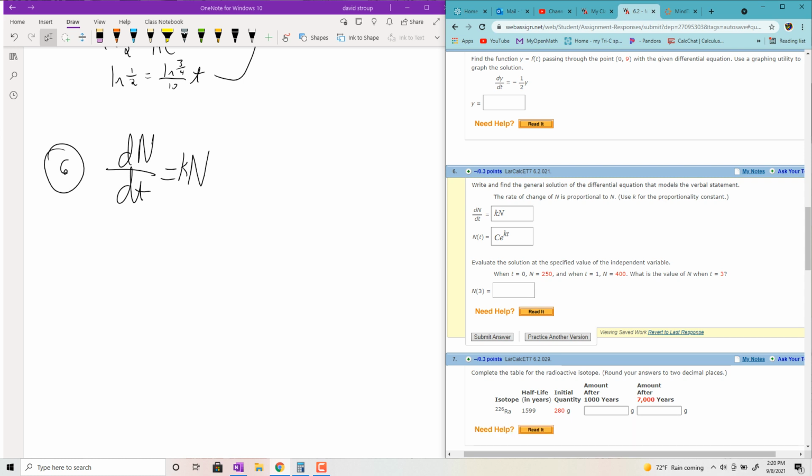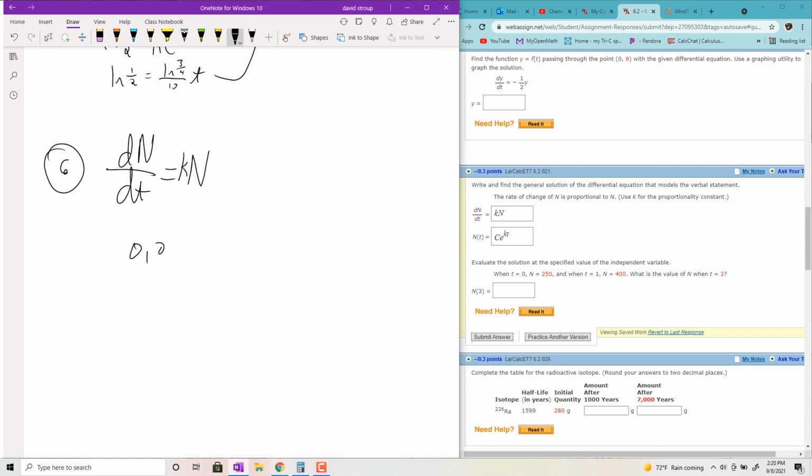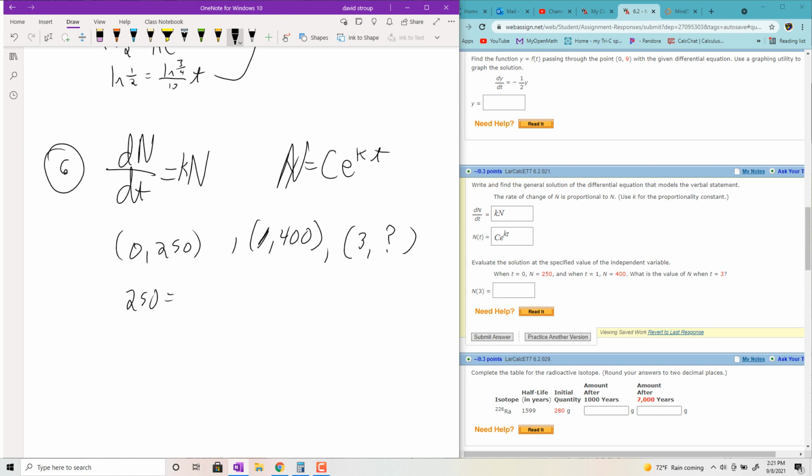So we need to figure out what n of 3 is. They give us an initial condition. And of course, our n of t is equal to c e to the kt. So I think this is pretty straightforward. They want to know what happens when t is 3. So plugging in the initial condition, 250 equals c e to the 0, so c is 250, so our formula becomes 250 e to the kt.